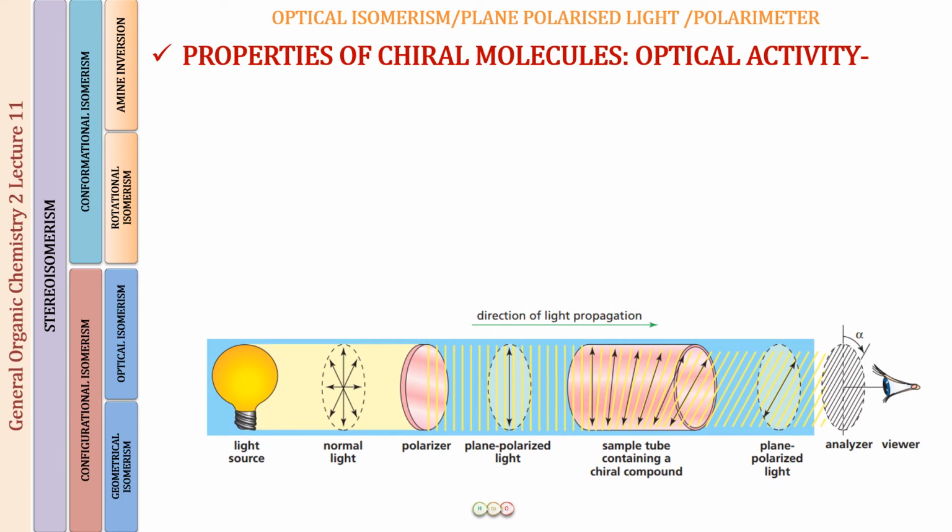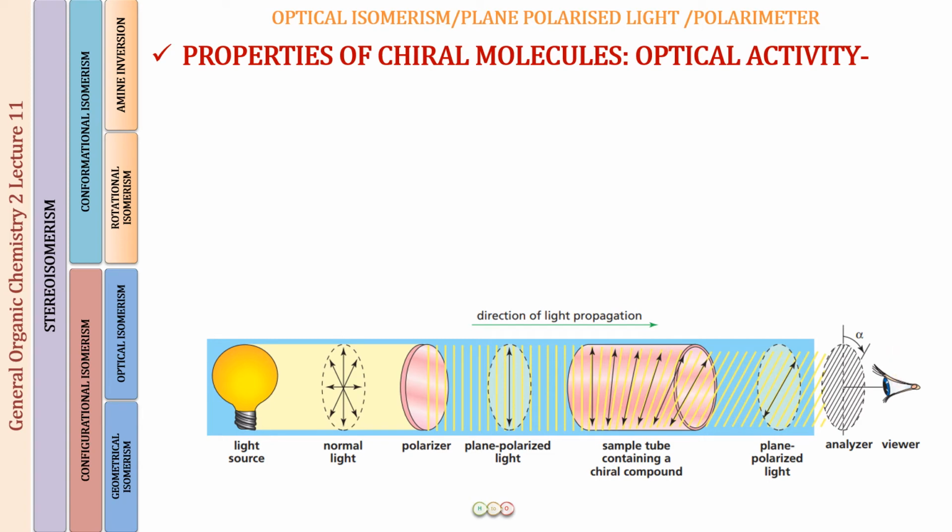So now when you are looking through the eyepiece, at the light coming out from the analyzer, you may or may not be able to see light. If you are able to see light, it means that the orientation of the polarizer and the analyzer are the same. That is why the plane polarized light which was traveling in one direction could come out, and you could see that.